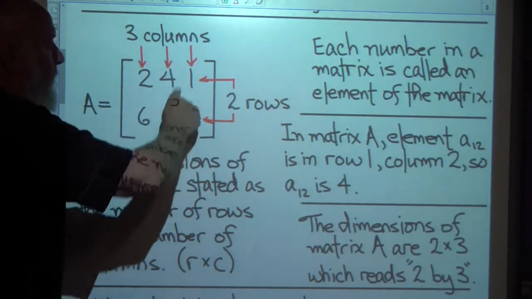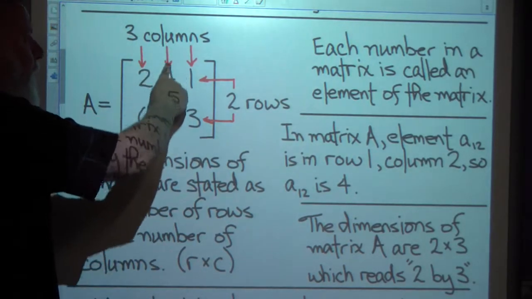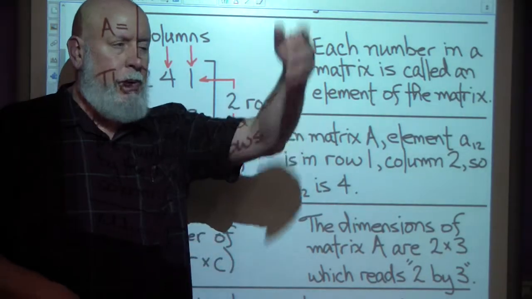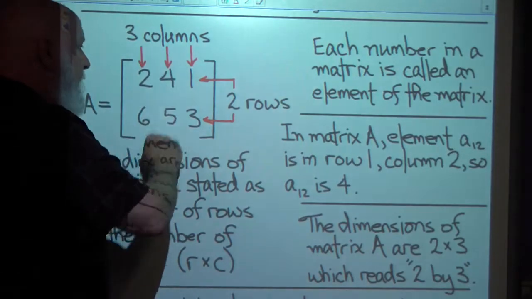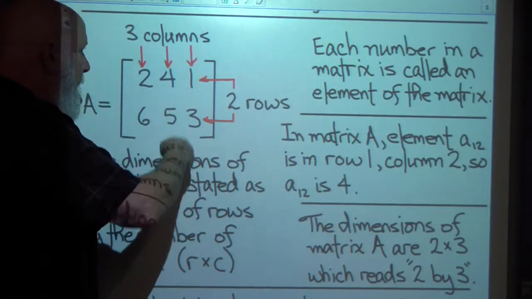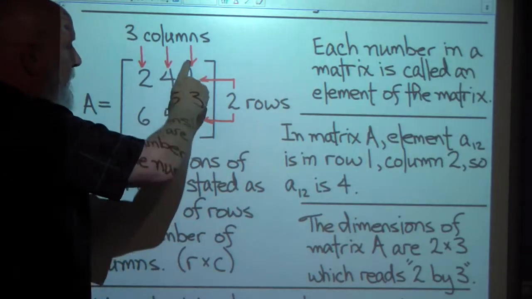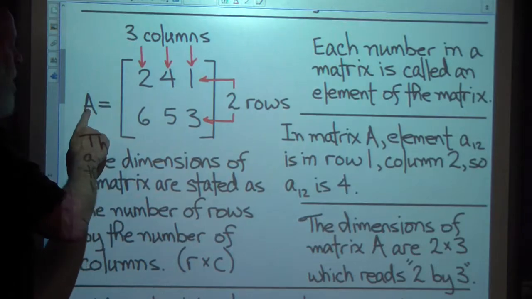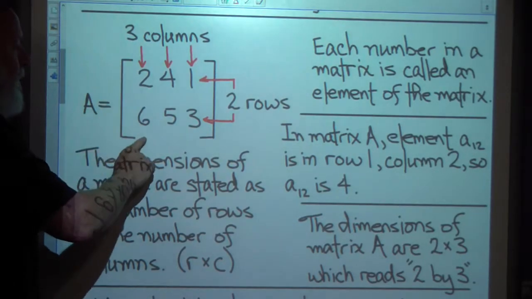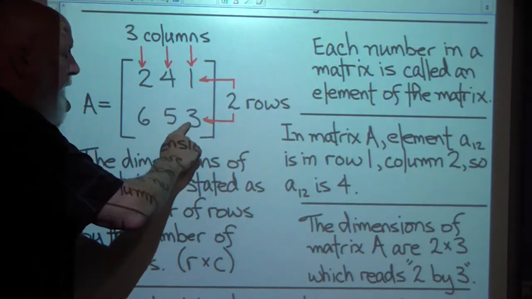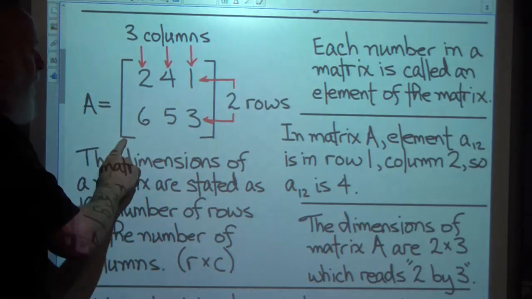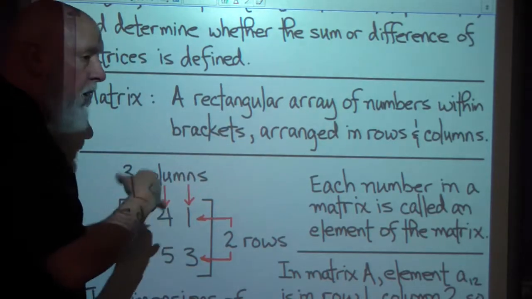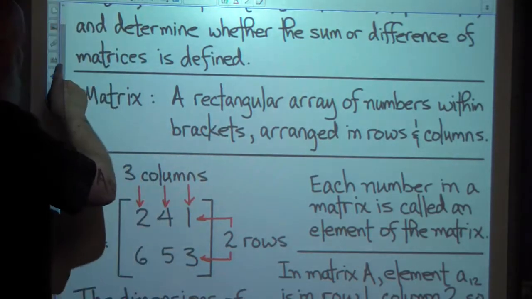Columns go up and down. There are 3 columns in this case. And they're like the columns of a building. That's how you can easily remember which one is columns. Are these columns or are these columns? Well, the columns in a building go up and down, and the columns in a matrix also go up and down. So there are 3 columns, 2 rows. Okay, and we would call this matrix A. This is a rectangular array of numbers that are within brackets. That's what the definition of a matrix, or one definition of a matrix is right there.